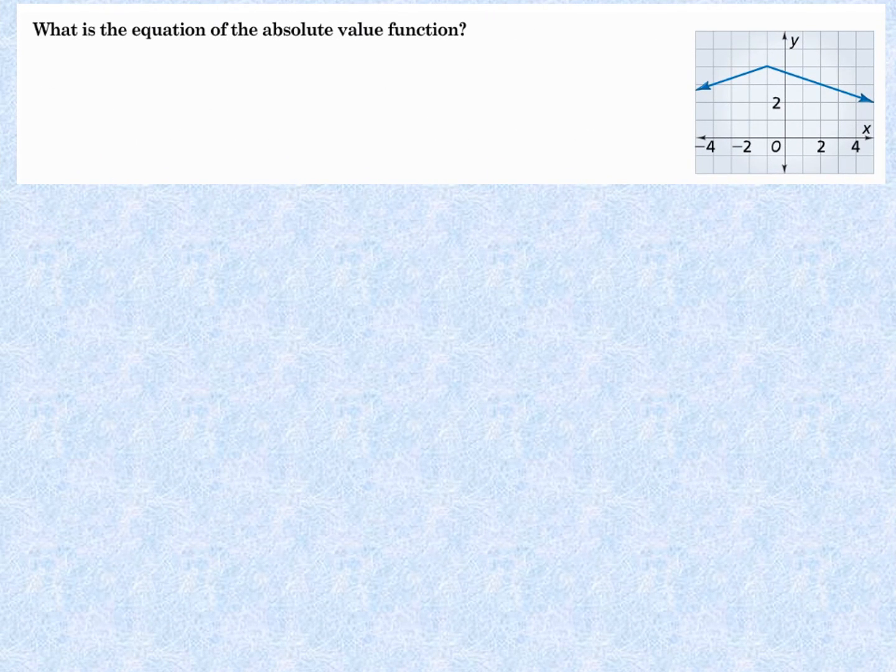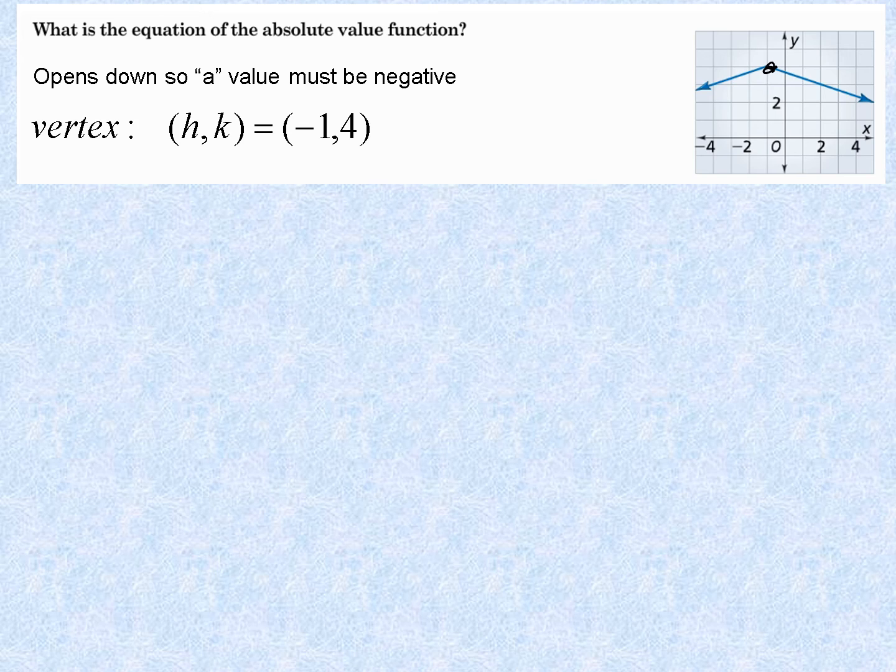Okay, what if they give me the graph and ask me, what is the equation of the absolute value function? Well, the first thing I notice is that it opens down. So that's going to tell me that a is negative. And then from here on out, we're just going to reverse engineer the slope method. So first thing I notice is that my vertex right here is at (-1, 4). So that's my vertex, (-1, 4).